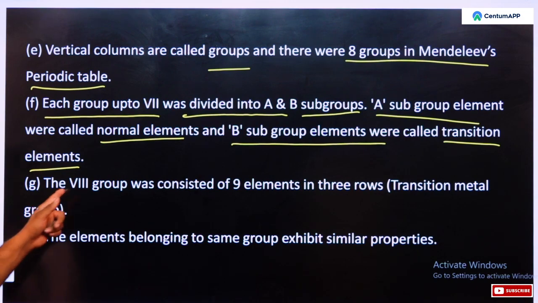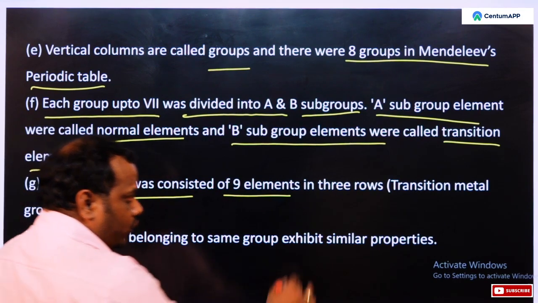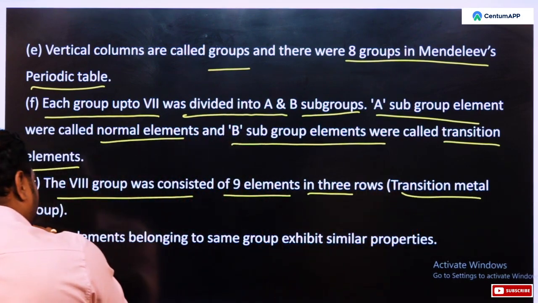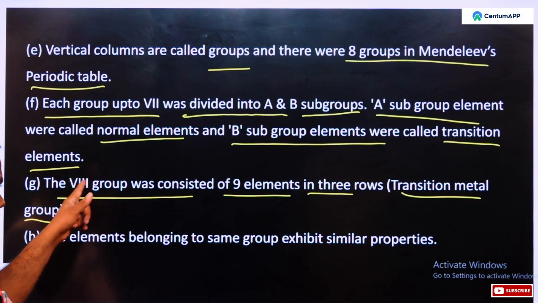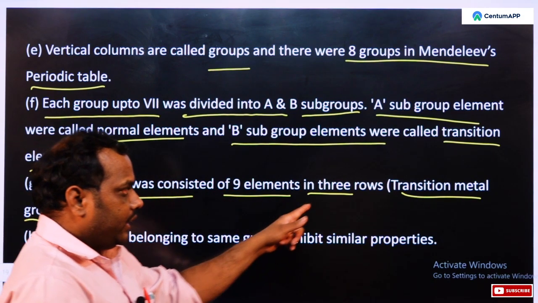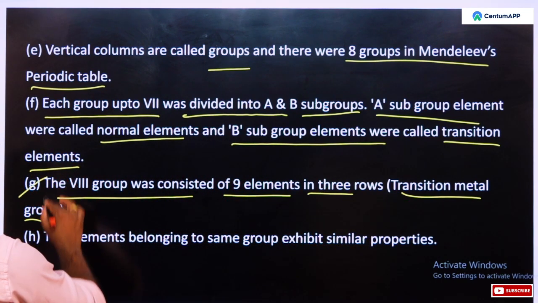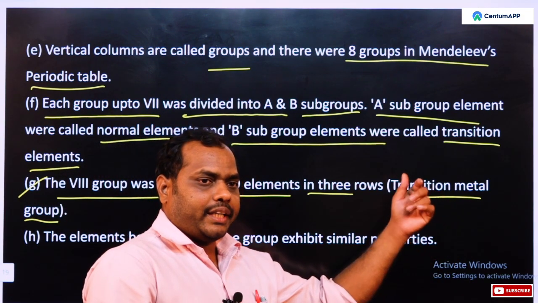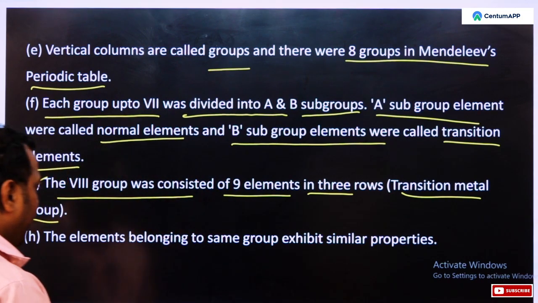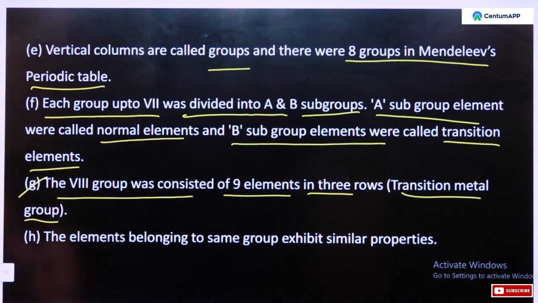Next point. The 8th group consisted of 9 elements in 3 rows. That is called the transition group, or transitional metal group. Next point. The elements belonging to the same group exhibit similar properties. These are all Mendeleev's important points.